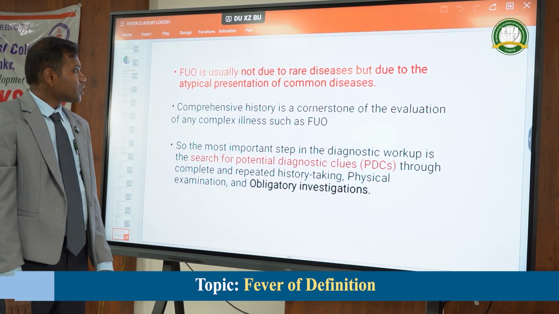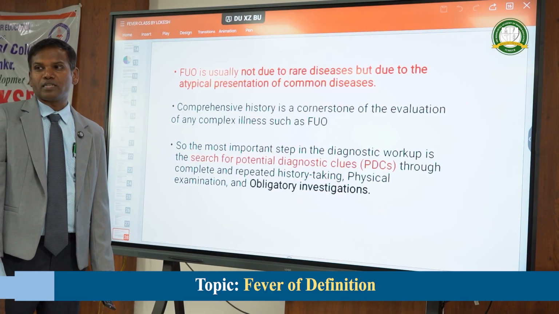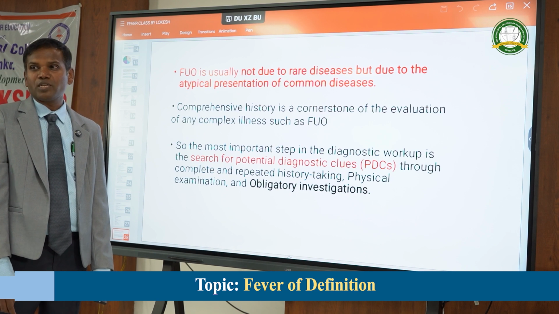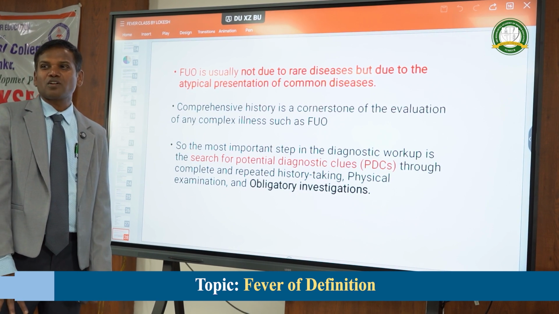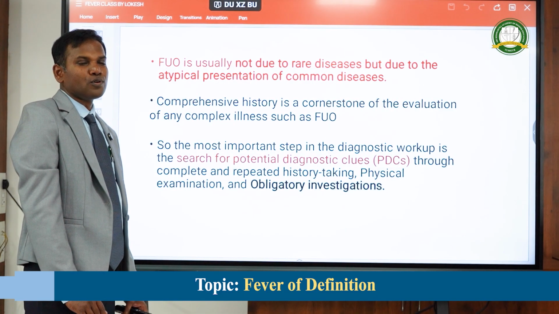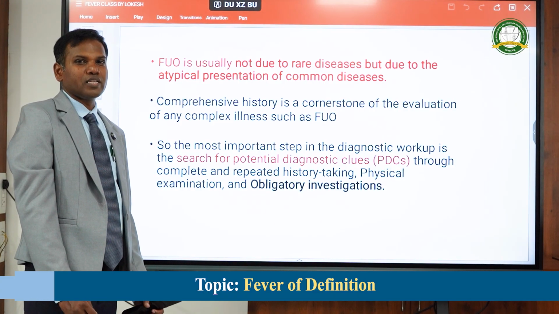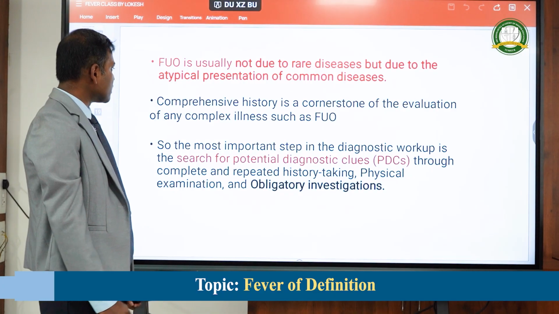FUO is usually not due to rare diseases, but due to atypical presentation of common diseases. So, whenever we are evaluating a patient of pyrexia of unknown origin, it is better to think about common disorders presenting with rare manifestations. So rethink about infectious causes, inflammatory causes, and possibly later any cancer, neoplasms, and other things.